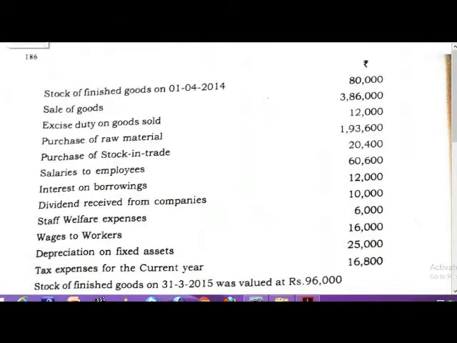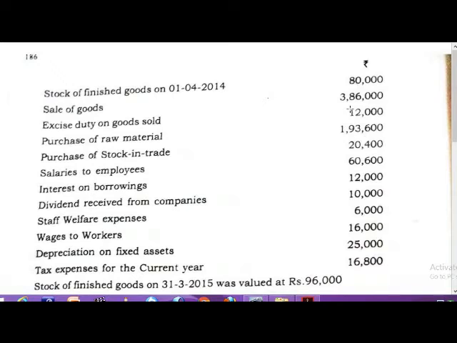Okay friends, here a problem is given, a simple problem. Under this problem, the various figures are given. According to these figures, prepare a statement of profit and loss. Let's see.